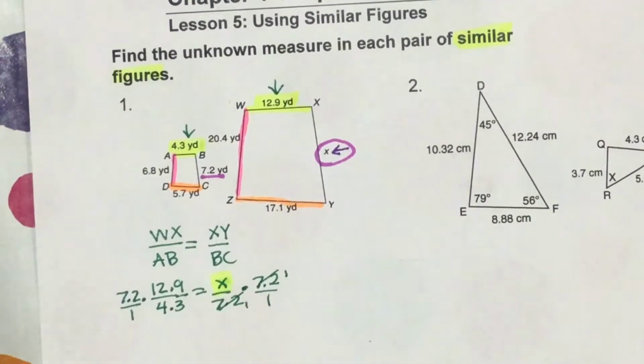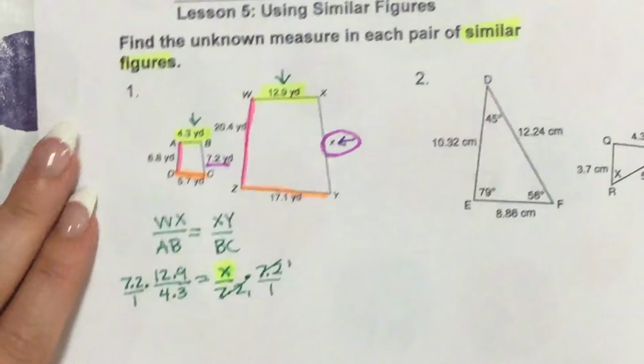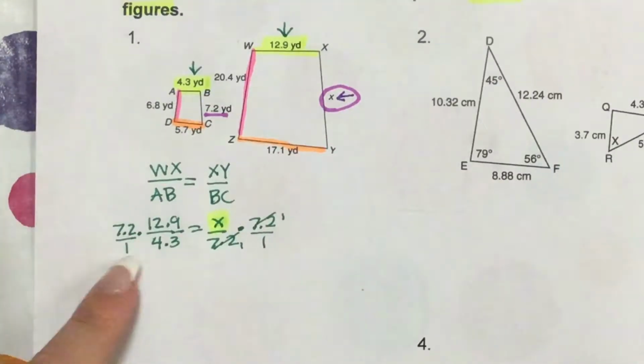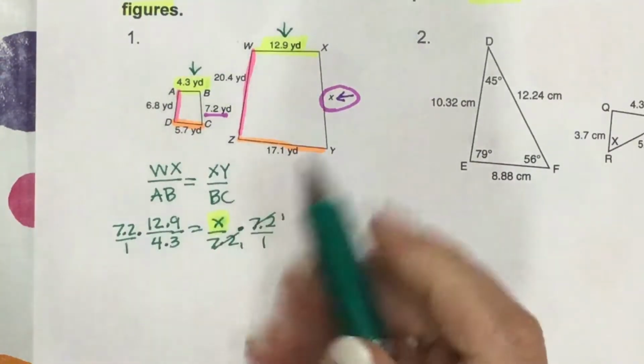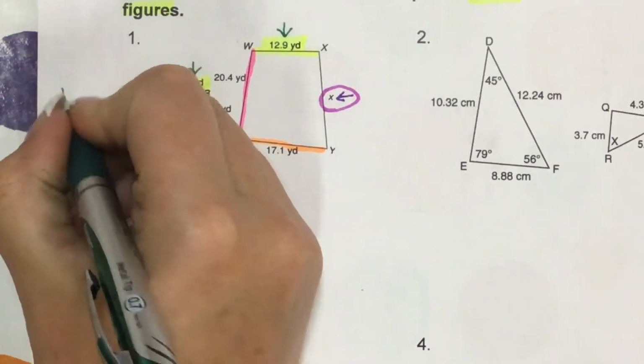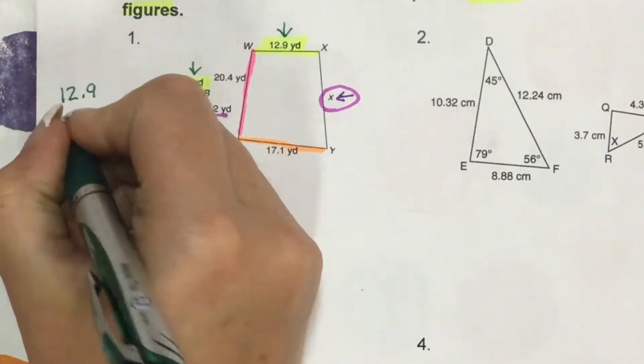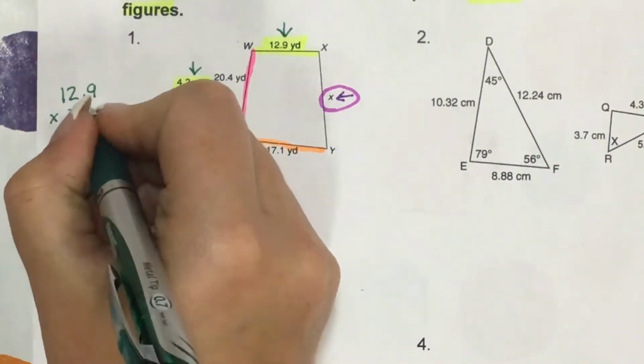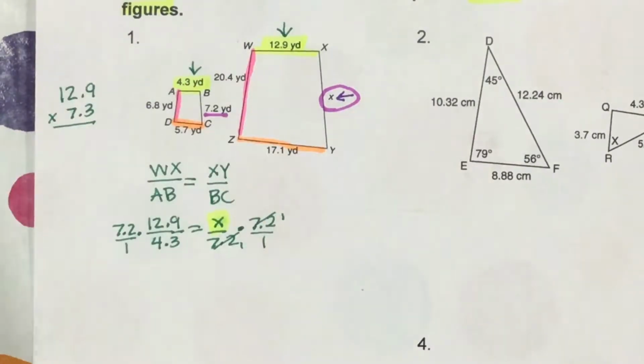Yeah. And then we're going to have that. So I'm multiplying fractions, but there really is no cross canceling I can do. So I'm just going to have to multiply across. At the moment, I don't know what 12.9 times 7.2 is. So I'm just going to have to do that on the side here.